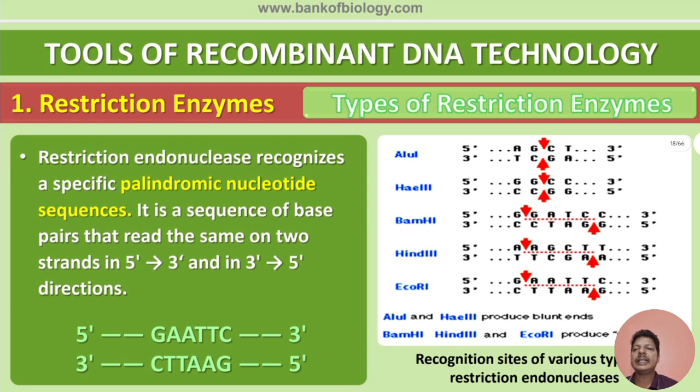Then restriction endonuclease recognizes a specific palindromic nucleotide sequence. It is a sequence of base pairs that reads the same on the two strands, in the 5' to 3' and 3' to 5' direction. Here you can see, palindromic sequence means GAATTC, GAATTC and CTTAAG. These are called palindromic sequences. So the restriction endonuclease recognizes a specific palindromic sequence, then they go for a cut.